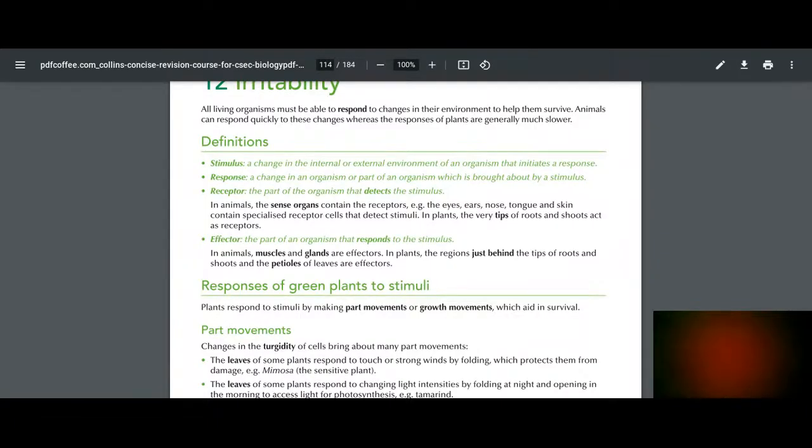So what is a stimulus? A stimulus is basically a change in the environment of an organism that initiates a response. What's a response? A response is a change in an organism which is brought about by a stimulus. What's a receptor? It's a part of the organism that detects the stimulus. What's an effector? An effector is a part of an organism that responds to the stimulus. In animals, the muscles and glands are effectors. In plants, the region just behind the tip of the roots and the petioles are known as the effectors.